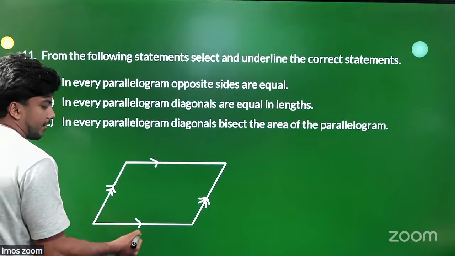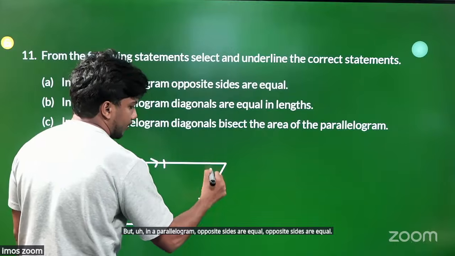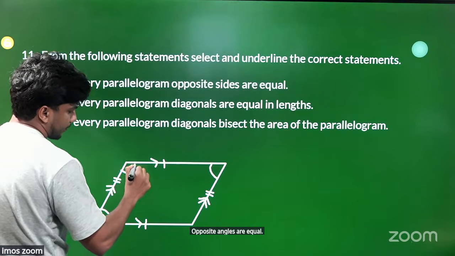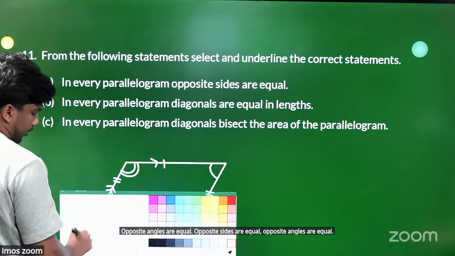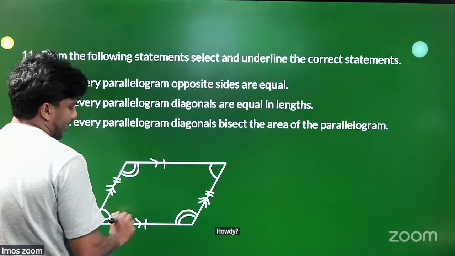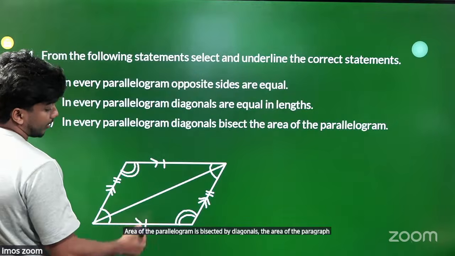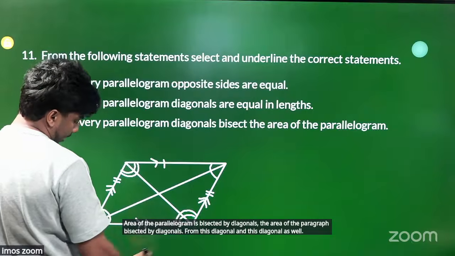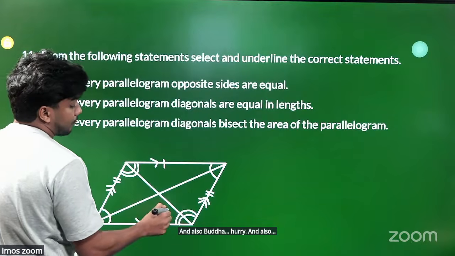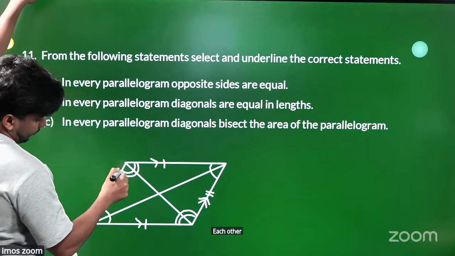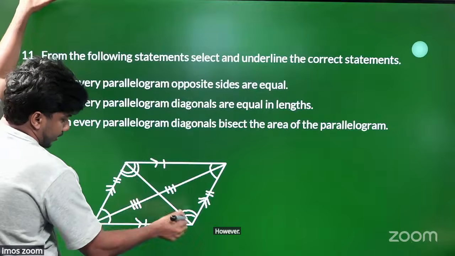In a parallelogram, opposite sides are equal. Opposite angles are equal. The area of the parallelogram is bisected by diagonals, by this diagonal and this diagonal as well. And also, diagonals bisect each other. This diagonal bisects this diagonal.